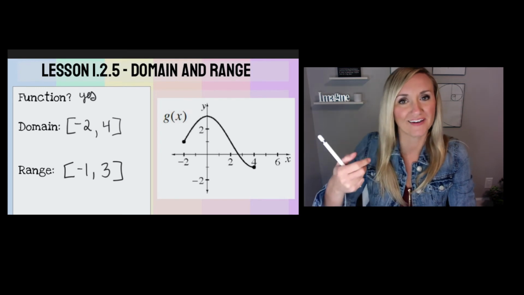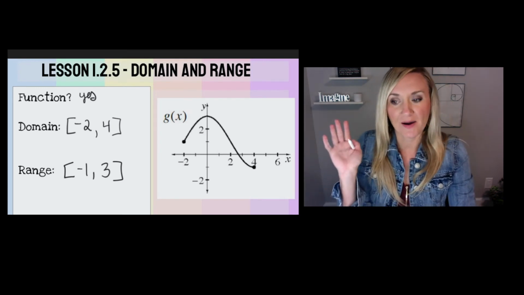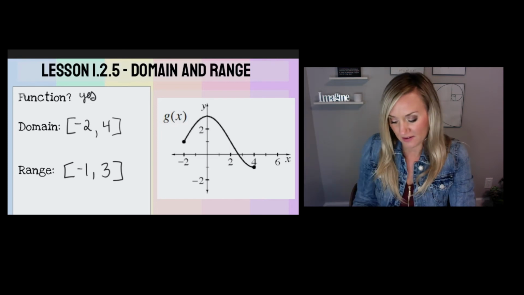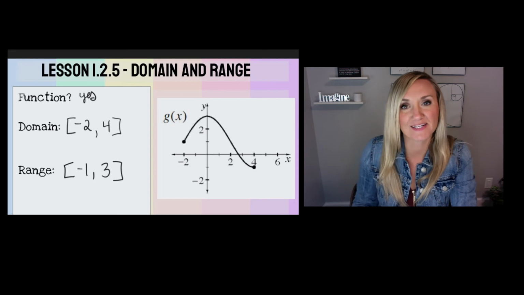Cool, not so bad, right? We're going to be spending days on domain and range, so get comfortable with it, as we're going to be doing this basically all week. Well, you know, a couple days, and then we got test review.